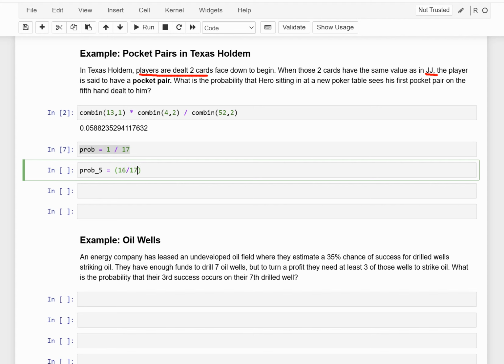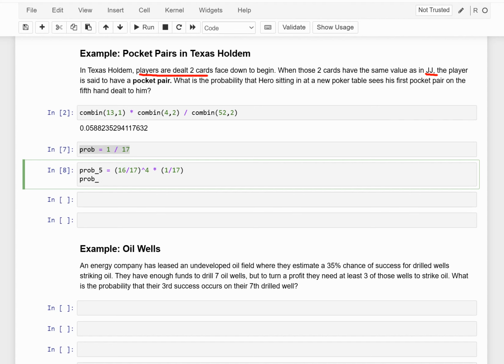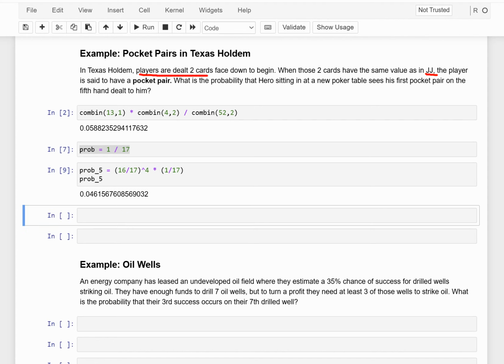Sorry, 16/17. Why? Because I have 4 failures. So I have 6/17 raised to the number of failures power times the success probability raised to the number of successes power. And again, if I evaluate that, it'll evaluate it and store it. But if I want to actually see what's in that variable, what's been assigned, there you go. That's the correct probability. And if you look back at the geometric PDF, that's the right format.